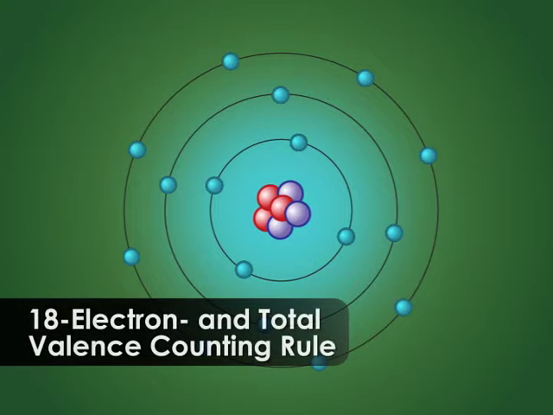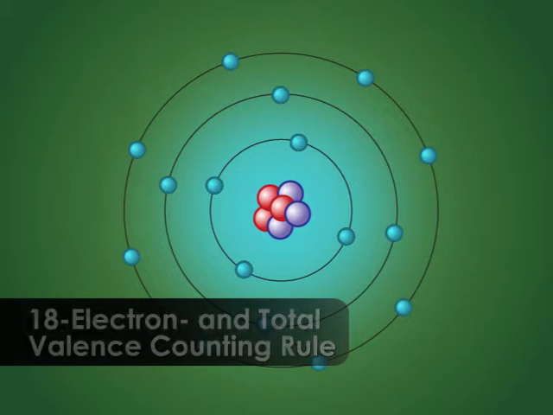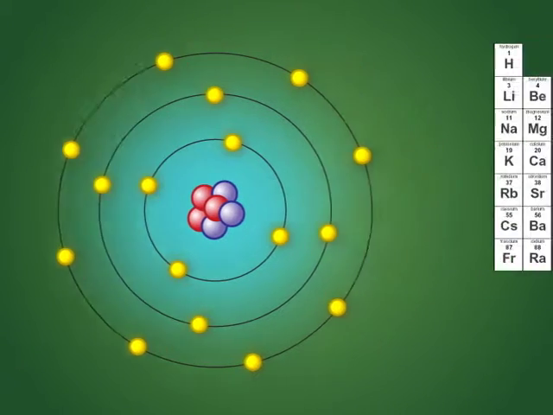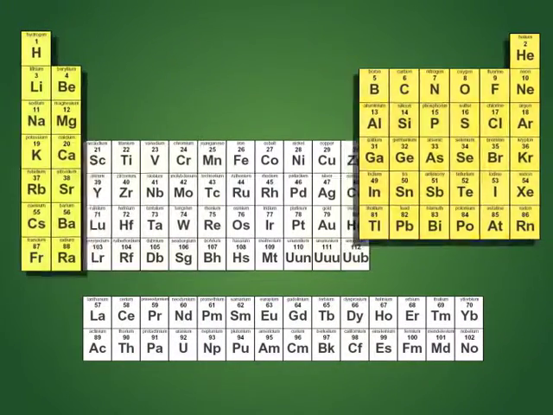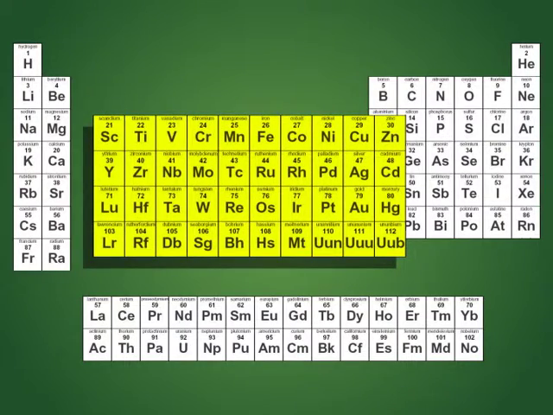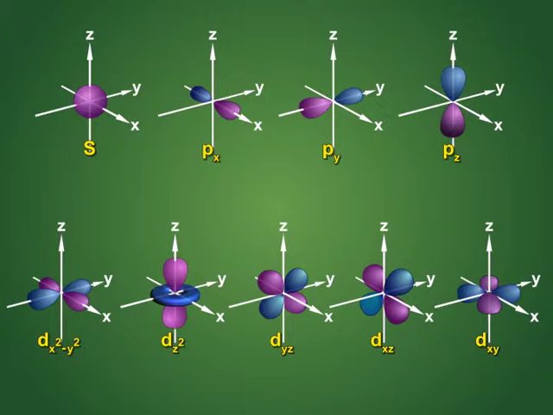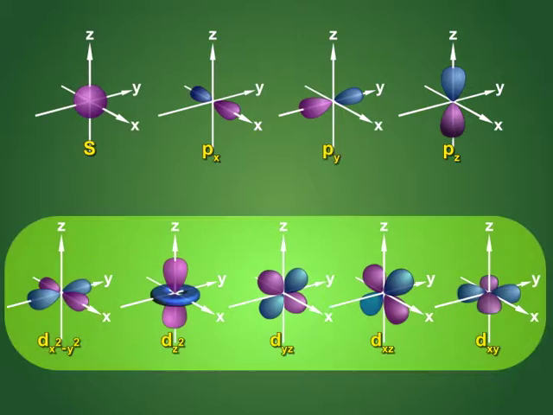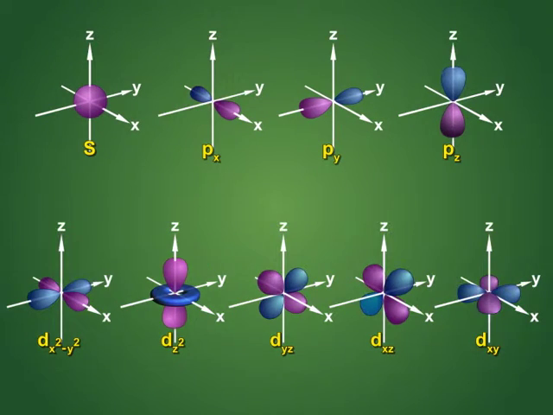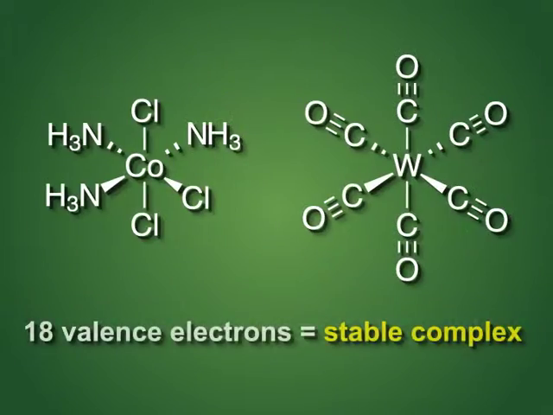When proposing molecular structures, always consider the amount of valence shell electrons. Main group elements can accommodate up to 8 electrons, while transition metals can contain up to 18 electrons in their valence shell. Transition metals have 9 valence orbitals, 1 s, 3 p, and 5 d orbitals, with 2 electrons in each. With some exceptions, transition metal complexes with 18 valence electrons are highly stable compounds.